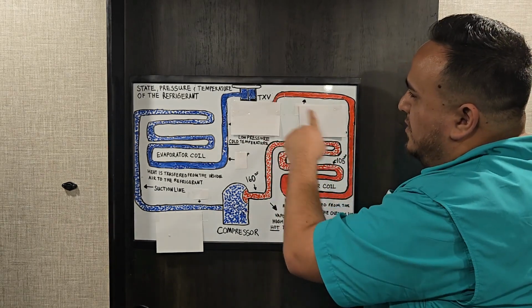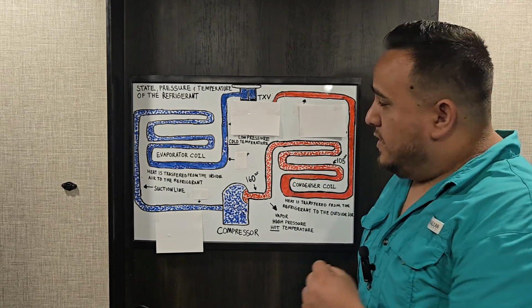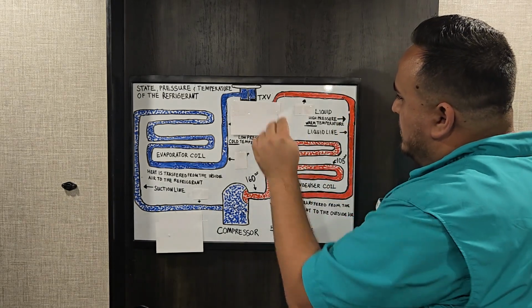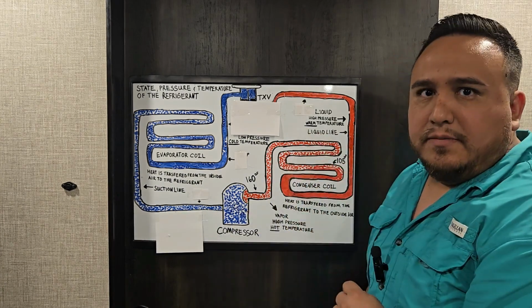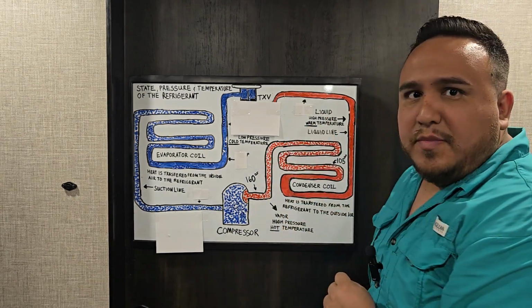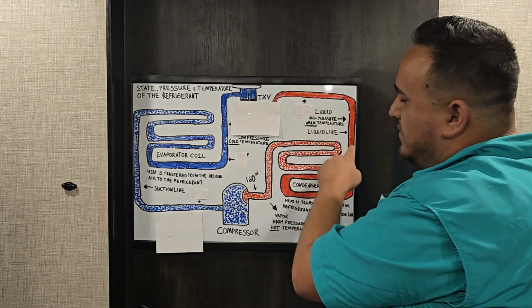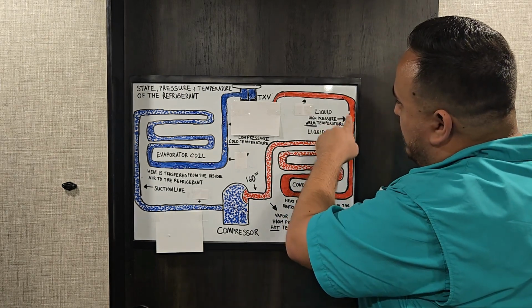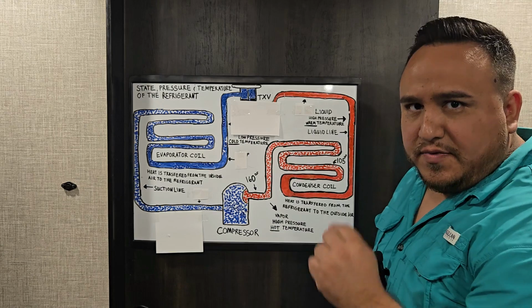This line right here, all the way to my TXV, is a very important line. Now that line is right here. So let's reveal that line, all right? That is known as my liquid line. As you can see here, the state of my refrigerant now is in the state of liquid. So we started off in the state of vapor, and now we're all the way over here in the state of liquid. But pay attention to this, very, very important.